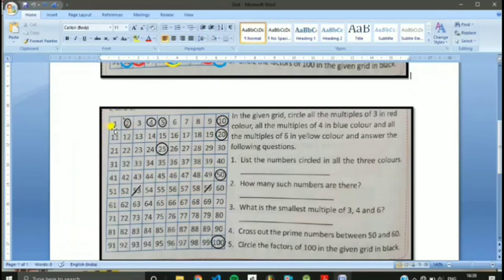In this case you have to circle 1 also. 1 is a factor of every number. Here it is not circled, so you try to circle it yourself. 1 is also a factor of 100. So this way we have identified all the factors of 100.